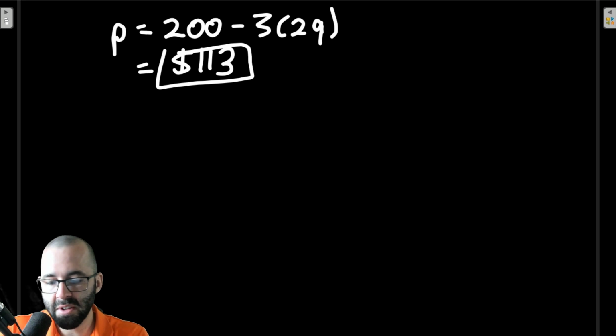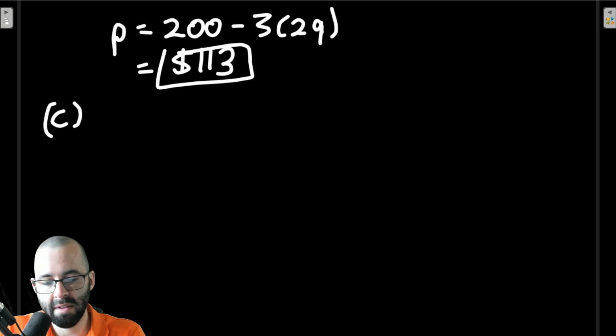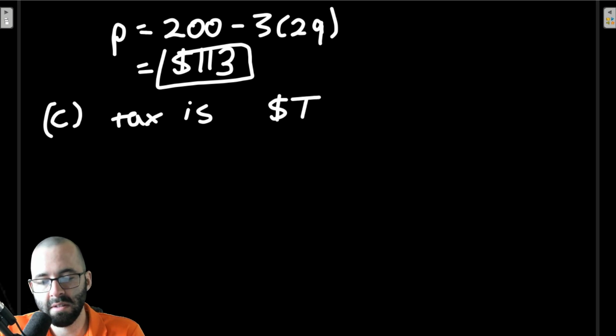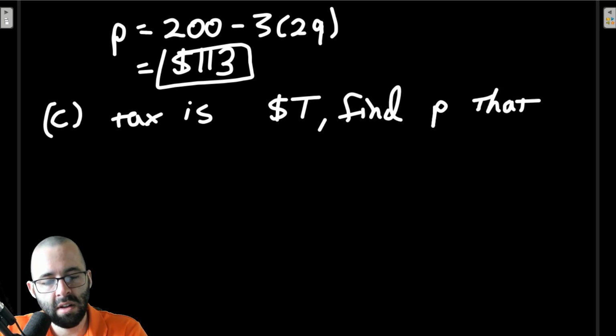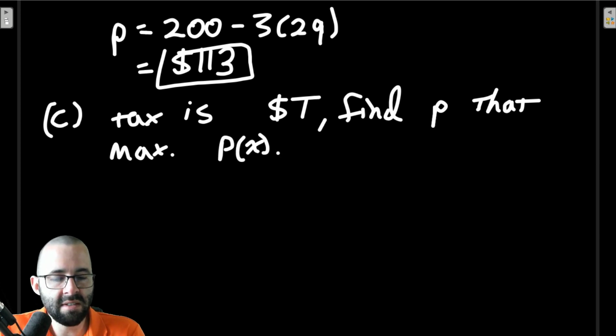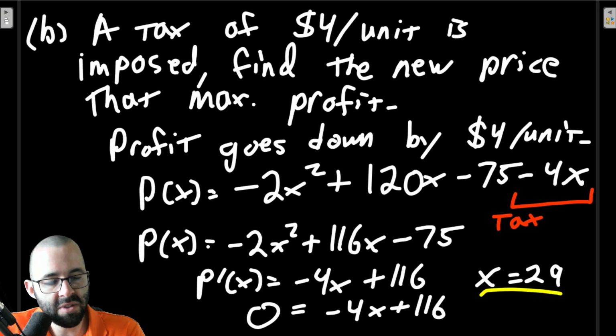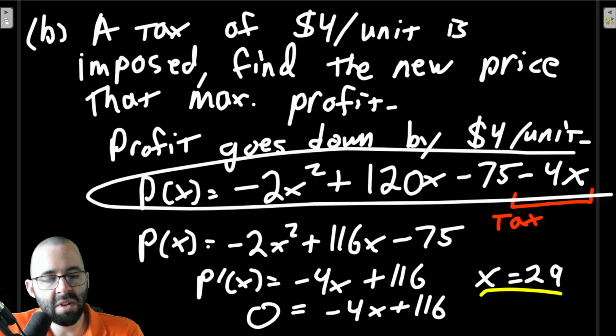Okay, let's look at the last part here, part C. Let's generalize part B. Let's say the tax is capital T dollars. Find the price that maximizes our profit. So this is going to be very similar. We take almost the same profit function, but instead of 4x, it's going to be tx.